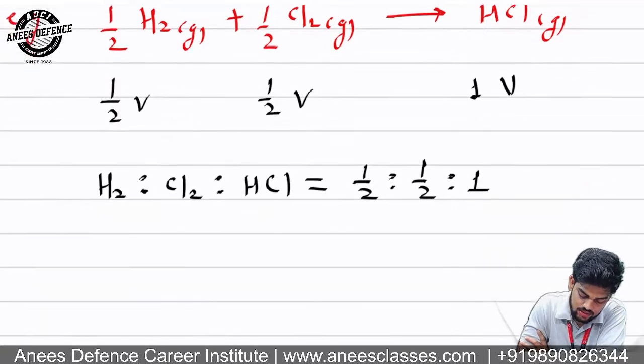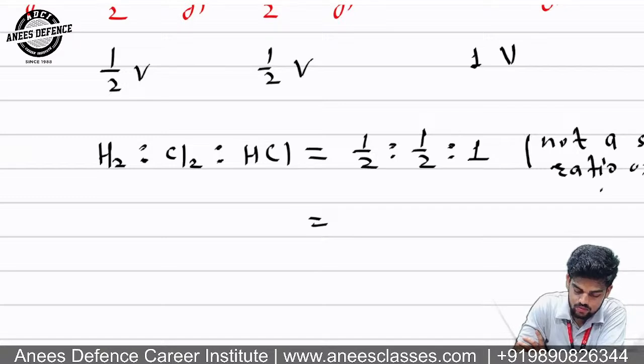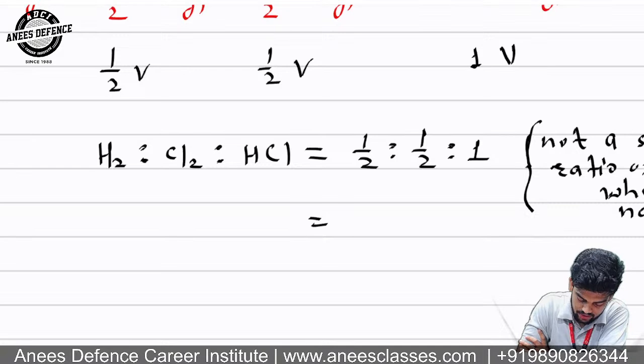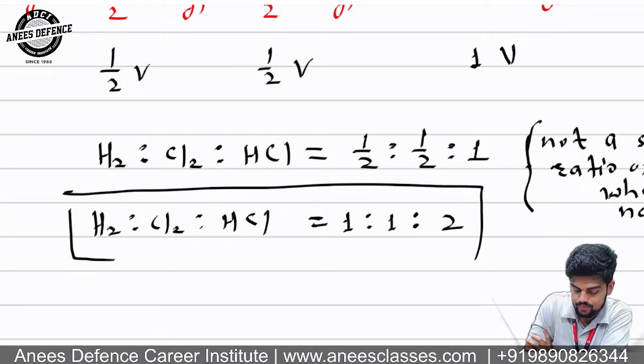1/2 : 1/2 : 1. But this is not a simple whole number ratio. But we can make it a whole number by multiplying by 2. What do we get? 1:1:2. This is the ratio of simple whole numbers for hydrogen gas to chlorine gas to HCl gas. Hope you understand the meaning of simple whole number.